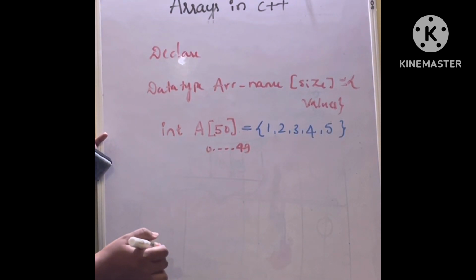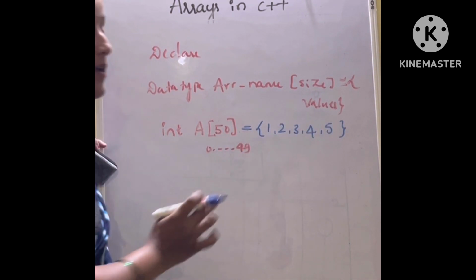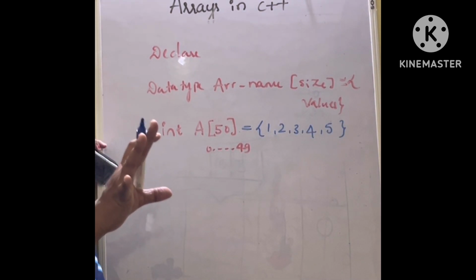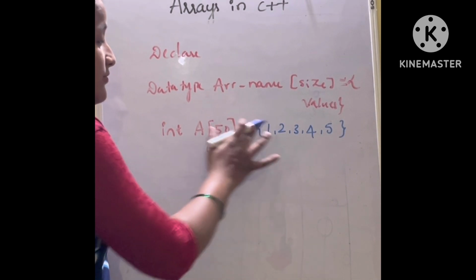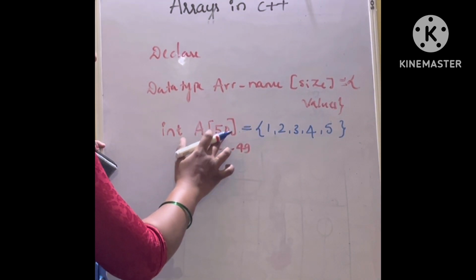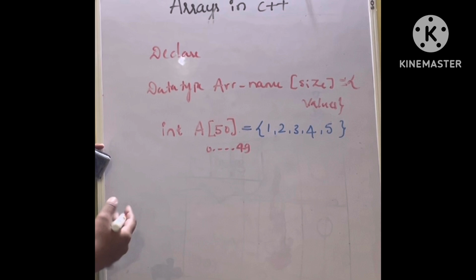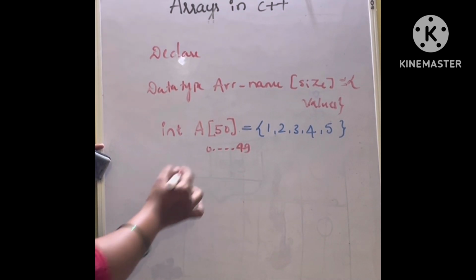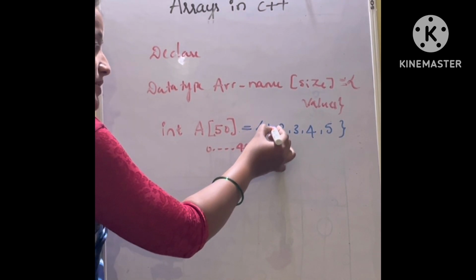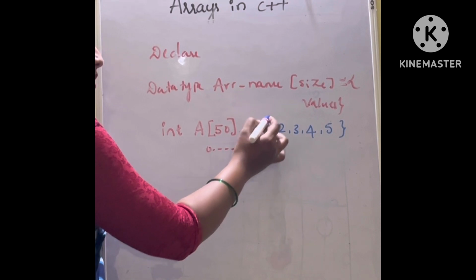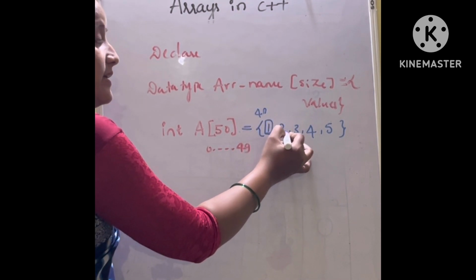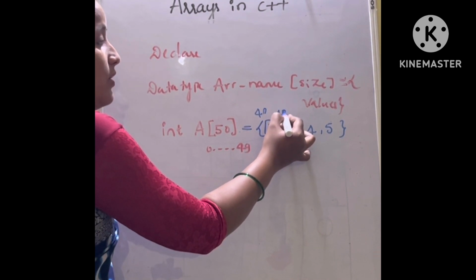So how many values have I declared? 1, 2, 3, 4, 5. So I have taken only 5 values for this array. The remaining elements will automatically be filled with zeros. For a single value, it is going to allocate 4 bytes. For a single value, it's going to allocate 4 bytes.